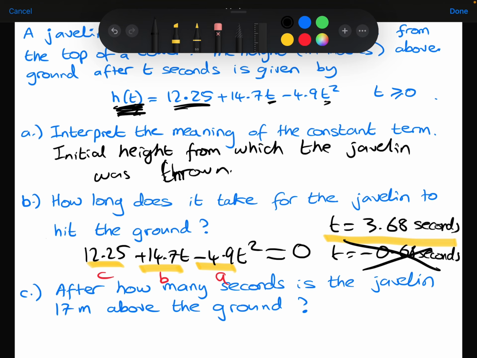Part C. After how many seconds is the javelin 17 metres above the ground? So the height is now 17. So if I now take my height equation and make that equal to 17 this time. So in order to solve this, I'm going to rearrange to make it equal to 0. So I'm going to subtract 17 from both sides. So 12.25 take away 17 is minus 4.75.